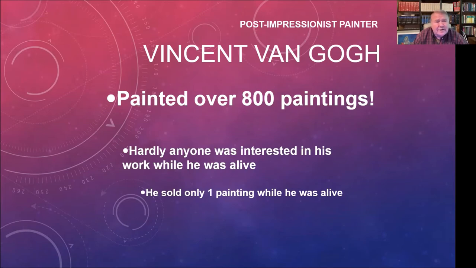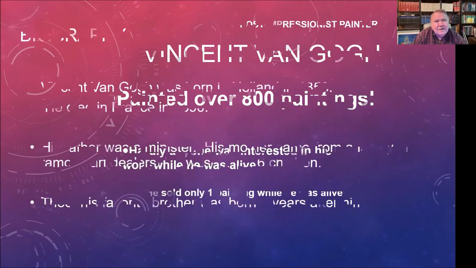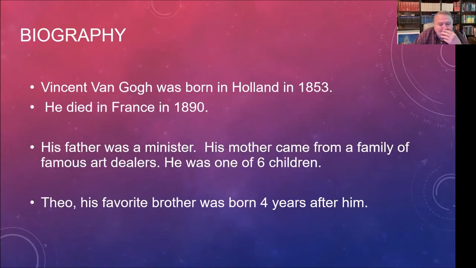And in his lifetime, such a failure. Painted over 800 paintings. After reading all of his journals, all of his letters, he's got dozens and hundreds of letters that he wrote to his younger brother, Theo. After reading those, you get the impression that he only sold one painting during his lifetime. He was not popular at all during his lifetime. People didn't know his name. People didn't know anything about him. Let me tell you something very interesting about Van Gogh.